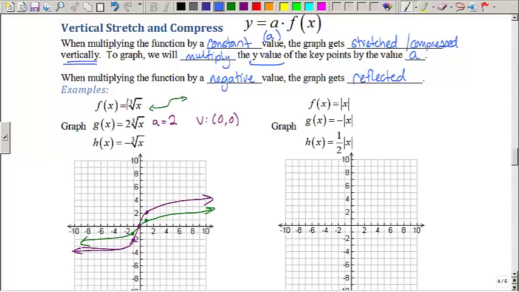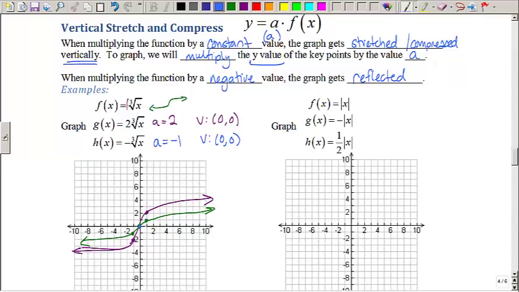The third graph, h of x equals negative the cube root of x, tells me that I have an a of negative 1. Well, when I have an a of negative 1, that means my graph is getting reflected. Again, I have no shifting. My vertex still stays the same at 0, 0. But I'm going to be multiplying the y value of my key points by negative 1.